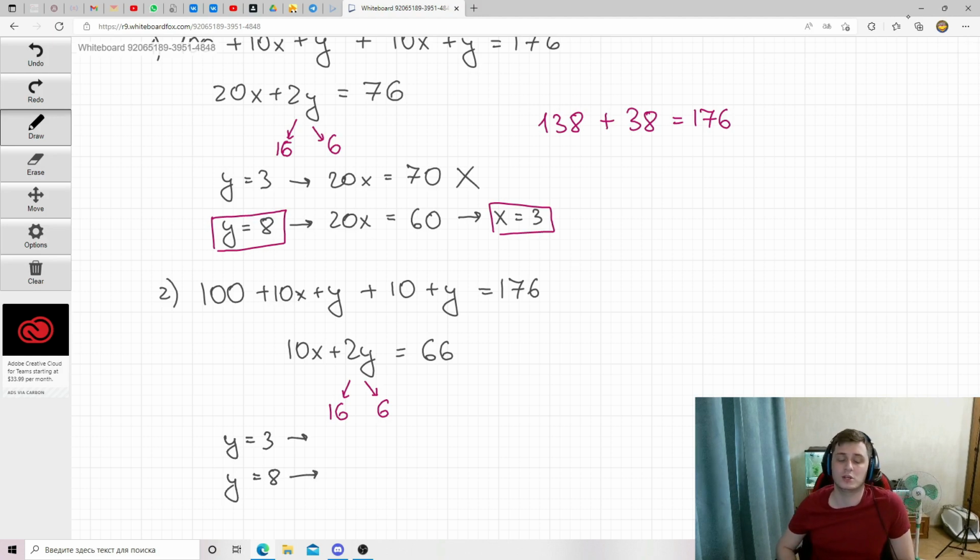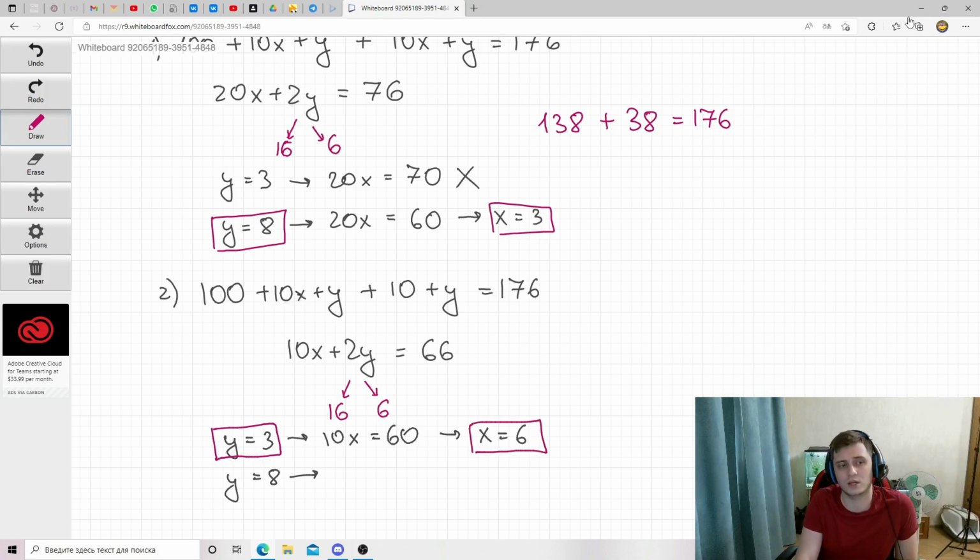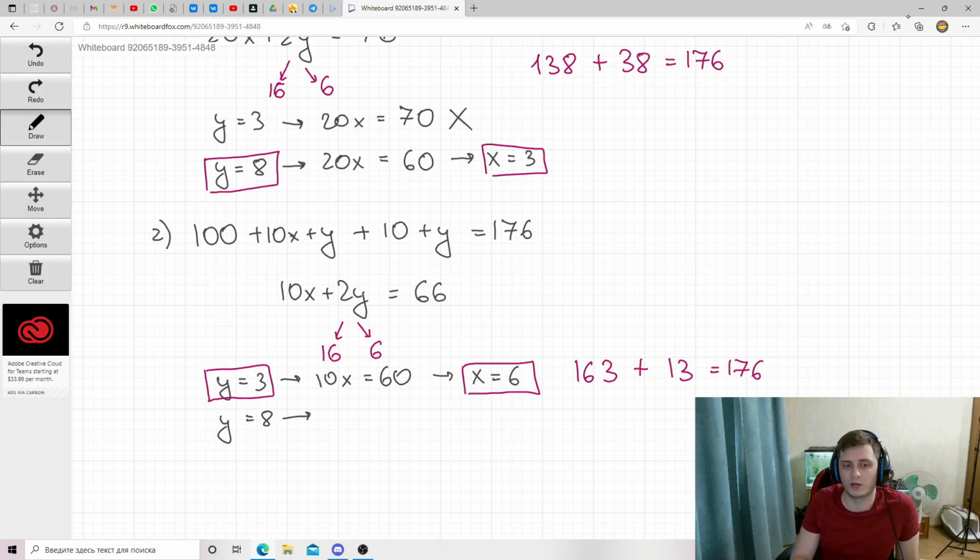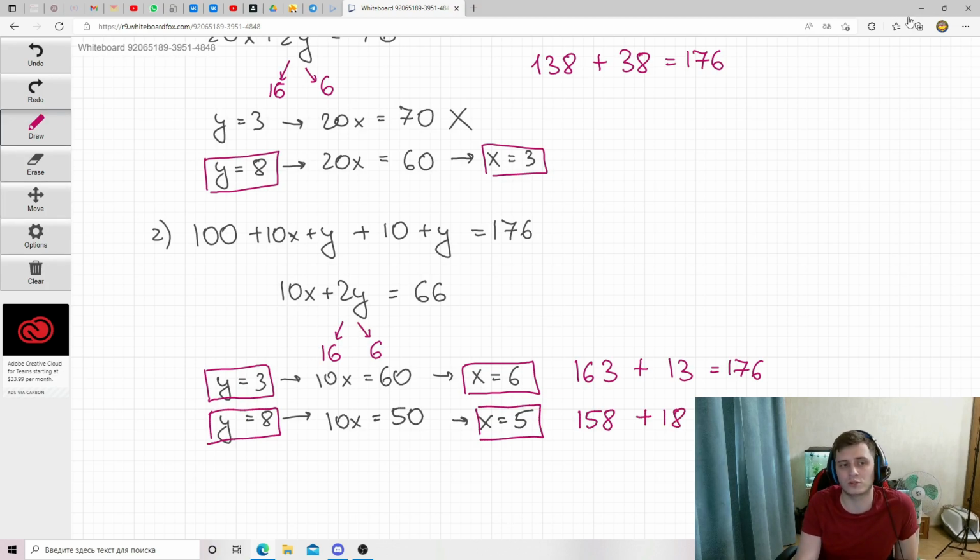So if y equals 3, 10x equals 60. This means that x equals 6. Therefore, we have received another combination, y being equal to 3 and x being equal to 6. In this case, our numbers will be 163 and 13. Their sum is 176, so this is our second couple of numbers. And in case y equals 8, 10x equals 50, so x equals 5. Therefore, we have the third combination of x and y and the third couple of numbers, which are 158 and 18. Their sum is also 176.